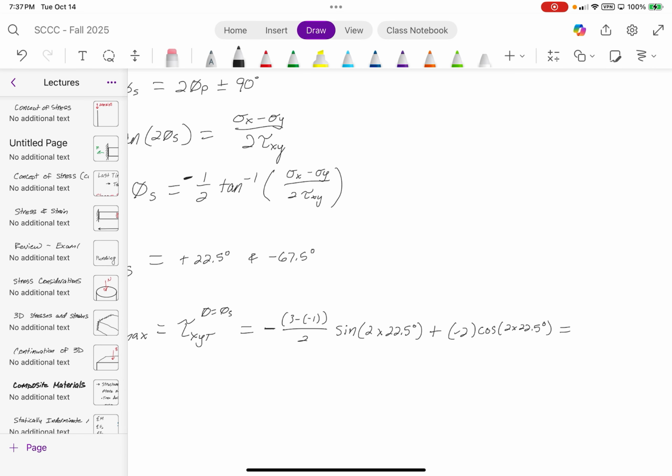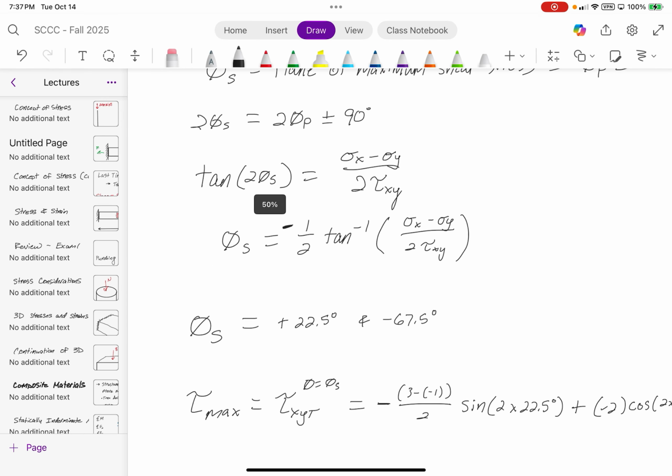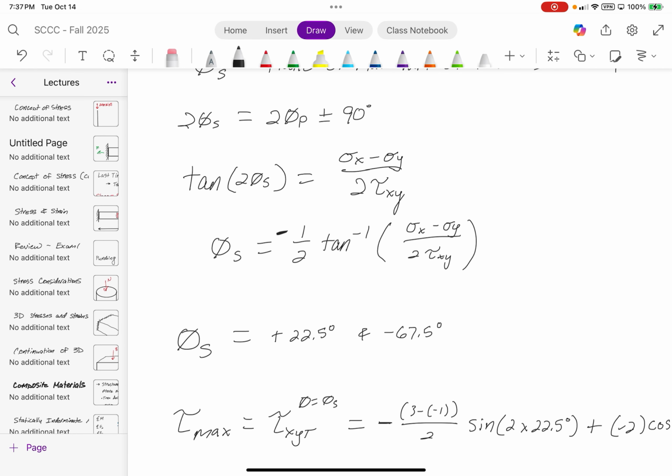Yeah, it is negative. It's supposed to have a negative. So let me make that correction in my hand notes. There we go. So the equation as shown for theta s is correct then.